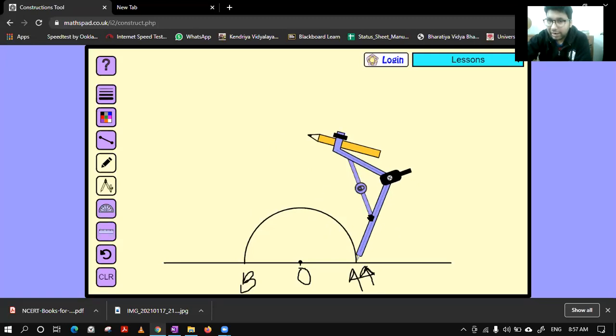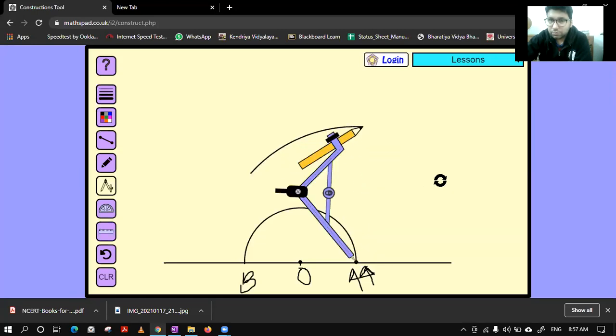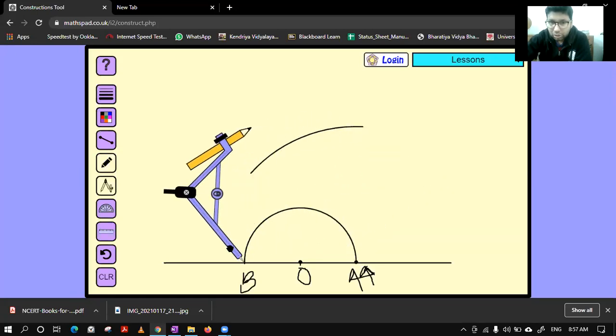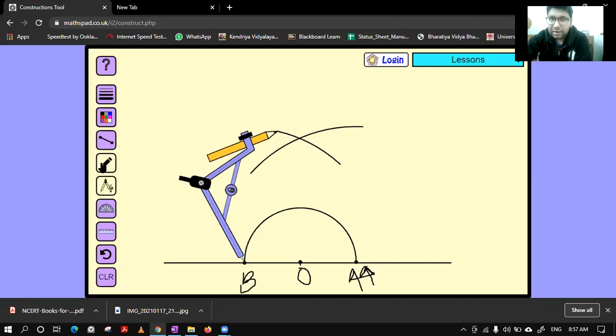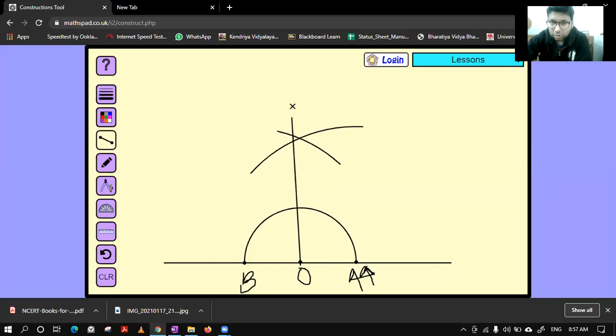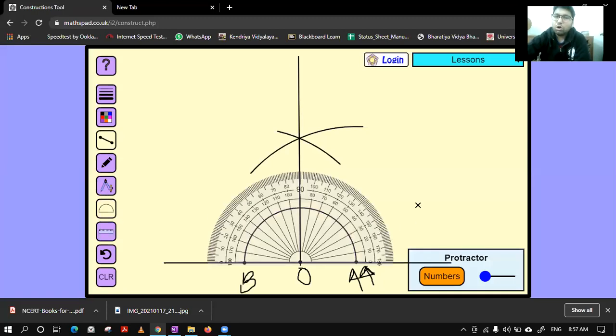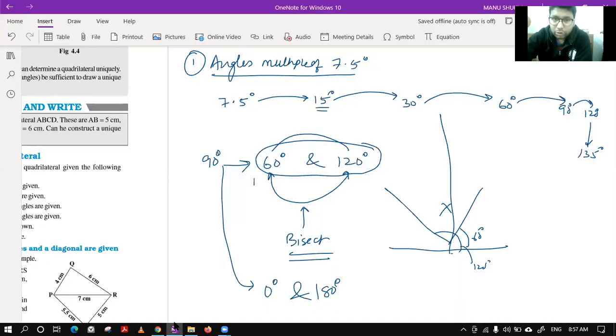So from 0°, I am taking the first arc, from this point B, or the 180° angle, I am taking the second arc, and I have directly got the 90° angle. Let me show you how. From this point, that's the center, I will draw a straight line like this, and let us check how close we are. We are almost or exactly at the same thing we used to find using 60 and 120.